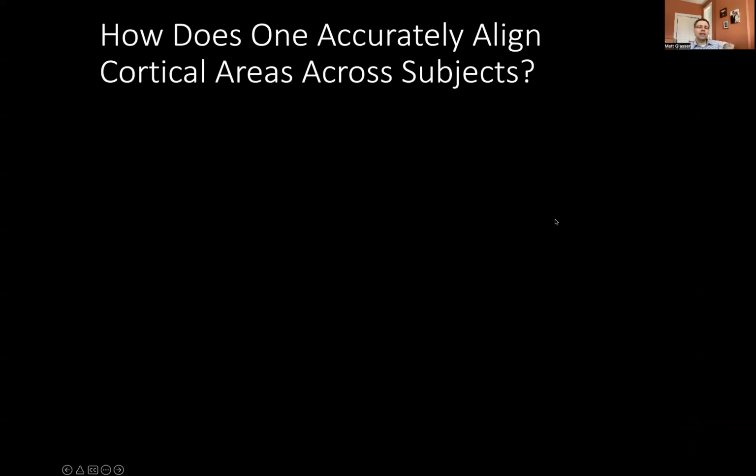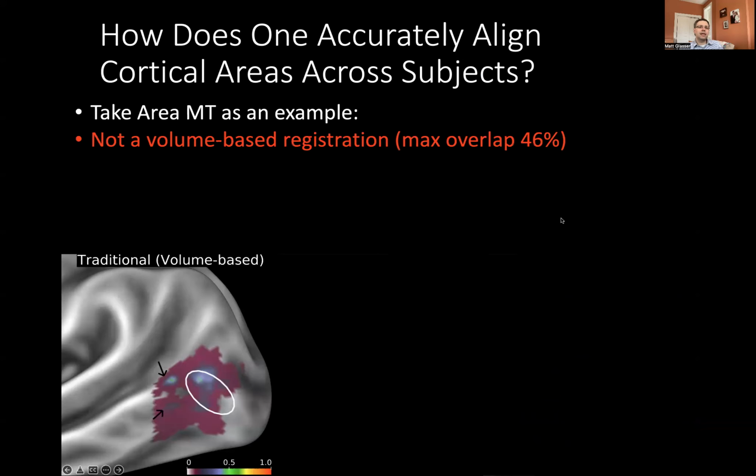So how do we accurately align cortical areas across subjects? Well, we can take area MT as an example. And it turns out a volume-based registration does pretty badly for area MT. We've got 2 different hotspots of relatively low probability, where maximum overlap isn't even 50%. It's kind of a blurry mess here.